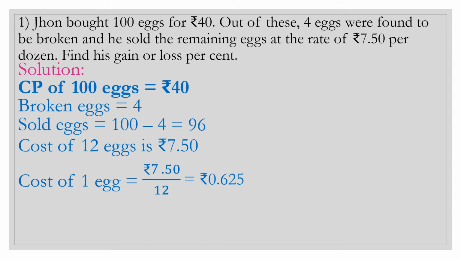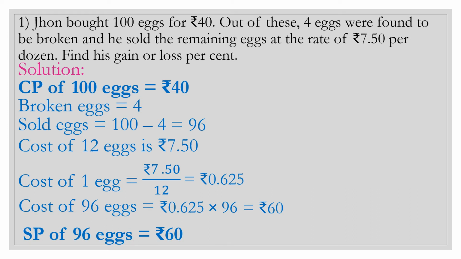Since the cost of 1 egg is equal to rupees 0.625, therefore the cost of 96 eggs is equal to... See, 1 is given, find out more. What we have to do? Yes, multiplication. So do the multiplication. 0.625 multiplied by 96. We get rupees 60. So selling price of 96 eggs is equal to rupees 60. See, cost price of 100 eggs is equal to rupees 40 and selling price of 96 eggs is equal to rupees 60. Now tell me which one is greater, CP or SP?